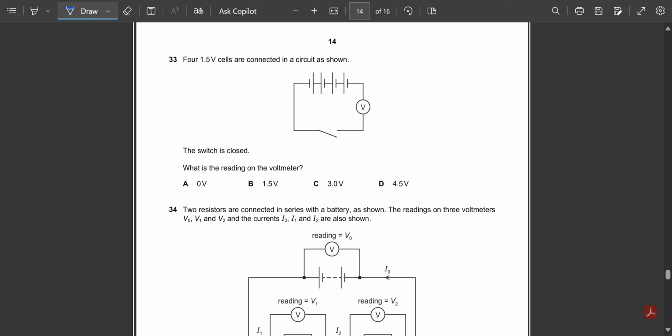Four 1.5 V cells are connected in the circuit. The switch is closed. What is the reading on the voltmeter? Since there are four of them, it is 1.5 plus 1.5 plus 1.5 plus 1.5. So this is six.